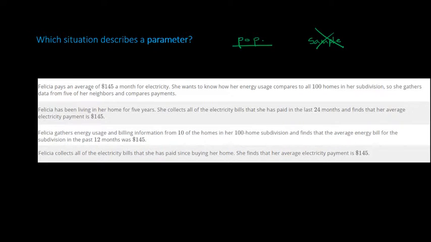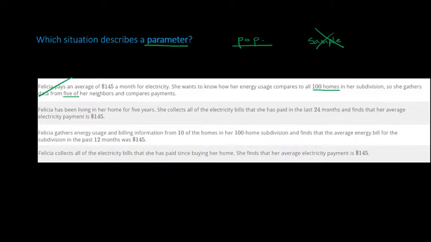So Felicia pays an average of $145 a month for electricity. She wants to know how her energy usage compares to all 100 homes in her subdivision. So she gathers data from 5 of her neighbors and compares payments. Well, if there are 100 homes in her subdivision, for this to be a parameter, she would need to compare herself with all 100 homes, but she compared herself with only 5, so this is a statistic.